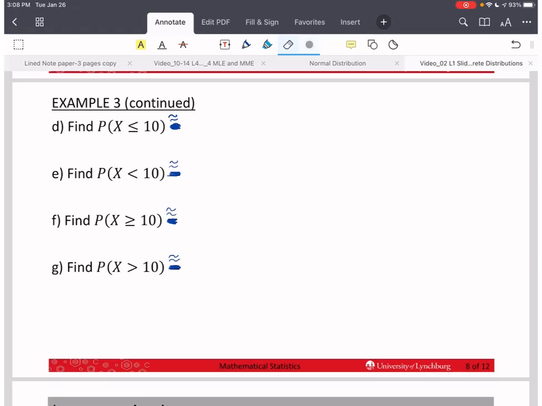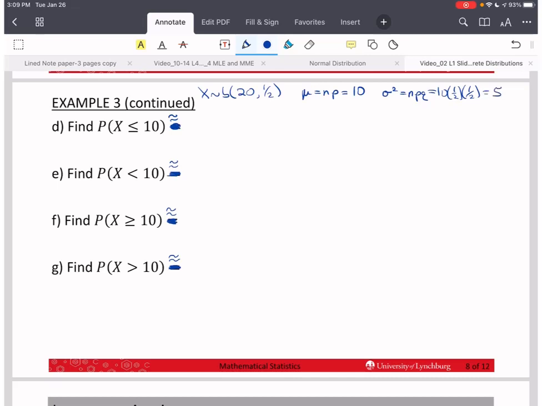So we need to find the probability that x is less than or equal to 10. So remember that x is a binomial 20 and 1/2 or 0.5. So mu was np, which was 20 times 1/2, which is 10, and sigma squared was npq, which is 10 times 1/2 times 1/2, which is 5.